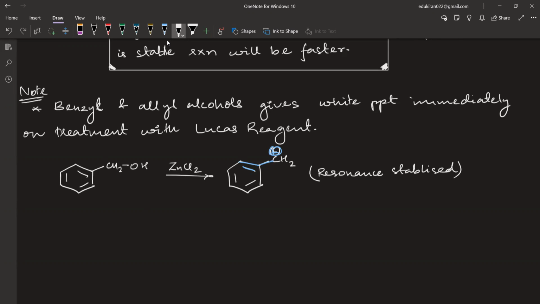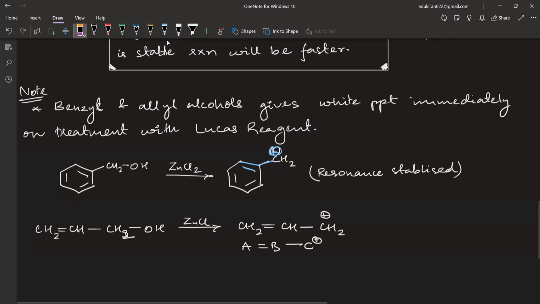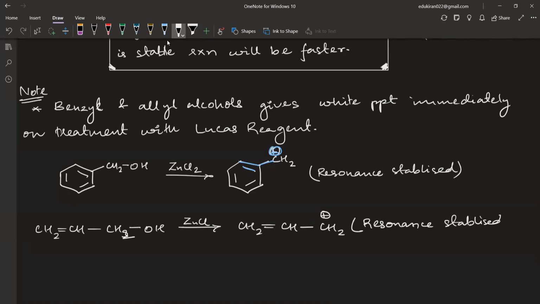Okay. And if I have allyl alcohol, that means CH2 double bond CH, which is further bonded to sp3 carbon, which is further bonded to OH. Allyl alcohol on reaction with ZnCl2 will give me what? It will give me CH2 double bond CH, CH2 followed by CH2 positive. Now again, you can see A double bond B, single bond C has a positive charge. This is also resonance stabilized. And if something is resonance stabilized, that means it is stable. It will be formed very fast and it will give a faster reaction. Okay, this is also resonance stabilized.